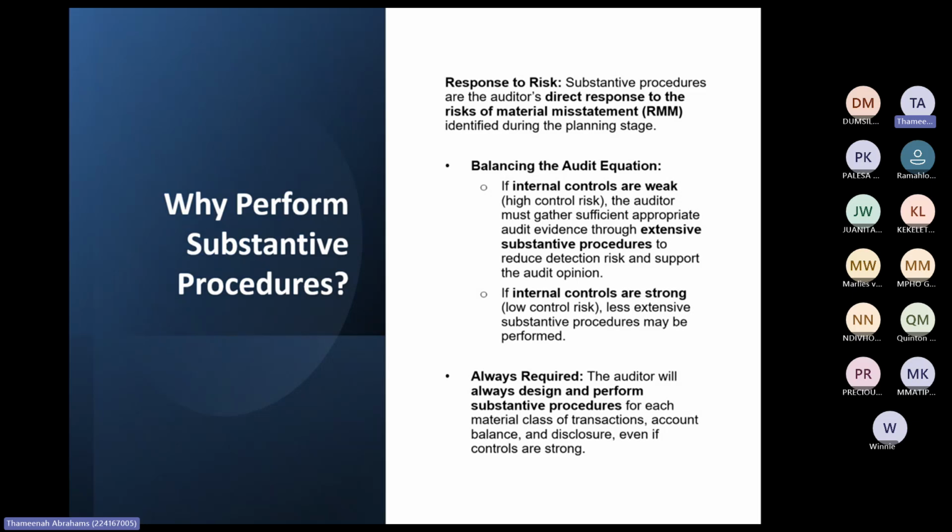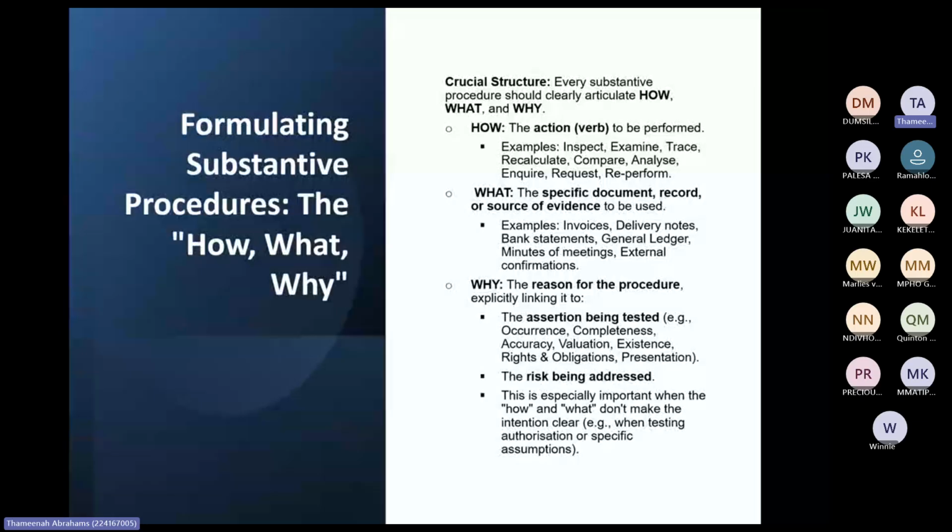But if you have a weak test of control, then you don't rely on it at all, and you'll do only substantive procedures. Okay. So now, how do you formulate substantive procedures? Same like how you would formulate tests of controls, you use the how, what, and why formula.